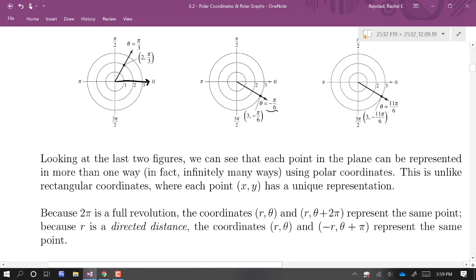You can also, r is a directed distance. So let's say I take the middle figure here, and this point could be negative 3 comma negative pi over 6, meaning take that point at 3, negative pi over 6, and when you make r negative, it just goes in the opposite direction. It's like revolving 180 degrees or pi radians around. And that would be the same as 3 comma, what would that be, 5 pi over 6? So there's more than one way that you can represent a given point.